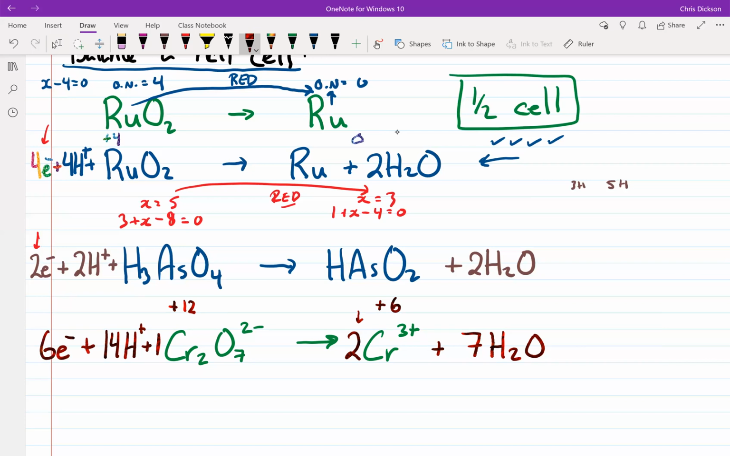So once again, this would have also been a reduction reaction. Okay, so that's how you balance a half cell. So these are all half cells.